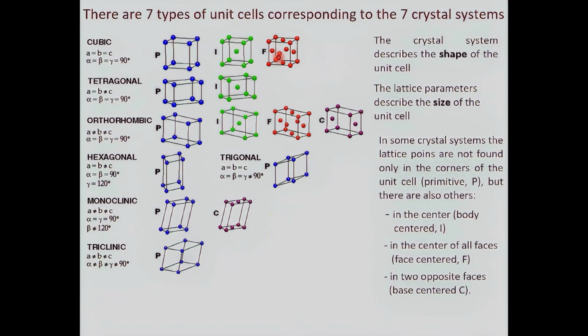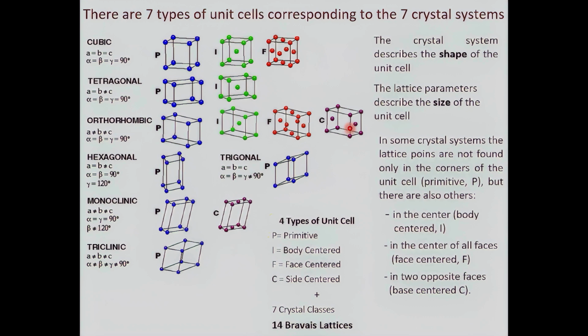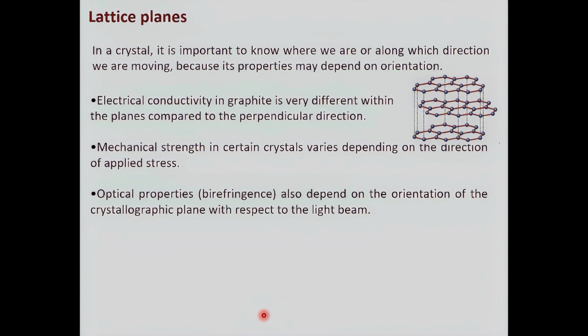Here you have all the faces having one lattice point. And here you have the lattice points at the opposite faces. Then at the end we have 4 types of cells, this one, that combined with the 7 crystal systems gives us the 14 Bravais lattices. Okay, but let's go on.